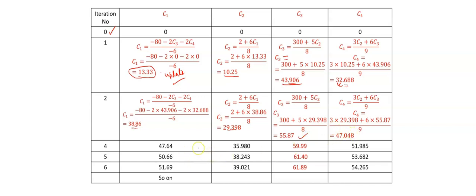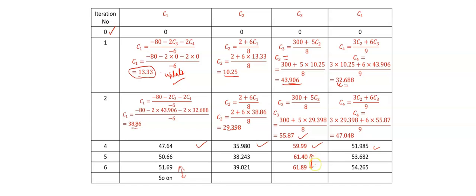Now if we do it like that, we'll get the result. If we continue so on, a time will come when two consecutive values will be the same, so then we can stop the iteration. Now you can see here it is very near, so there should be some stopping criterion.